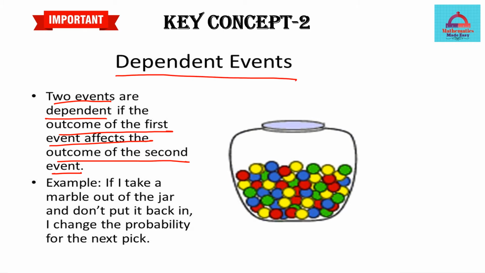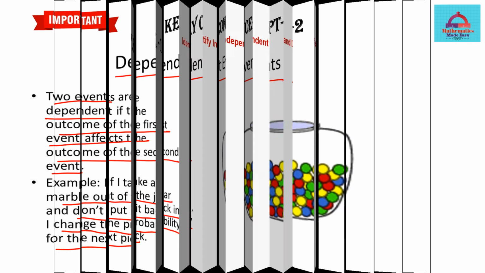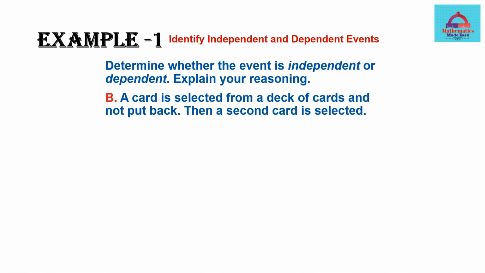And the example we've already taken, if you take a marble out of a probability jar and you don't put it back in, that means the probability for the second draw or the second pickup will get affected. It will change, and the outcome for the second event can get affected, and that's why it is a dependent event. Take one more example on identification. You need to determine whether the event is independent or dependent, and you also need to give your reason why you say that. Very, very important.